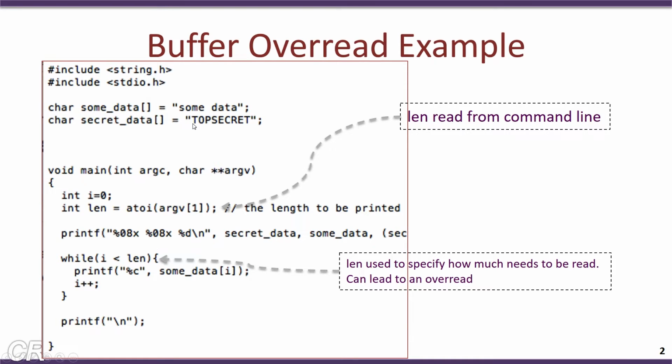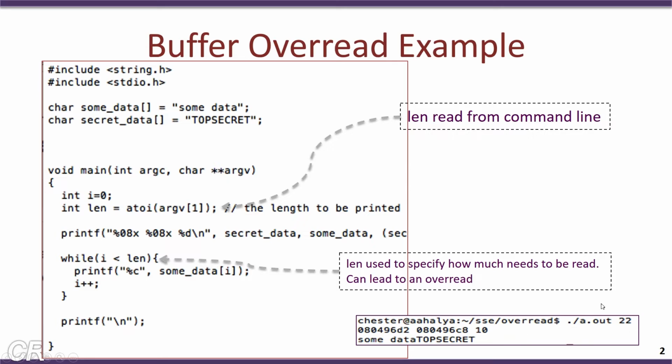printed on the screen. Therefore, when we run this program, we compile it as usual and run it in the command line over here and specify the command line argument as 22. So len gets initialized to 22 and it prints 22 characters starting from some data. What gets printed on the screen is not just some data, but also the adjacent characters, top secret. So this is a very simple example of a vulnerability due to buffer overreads.